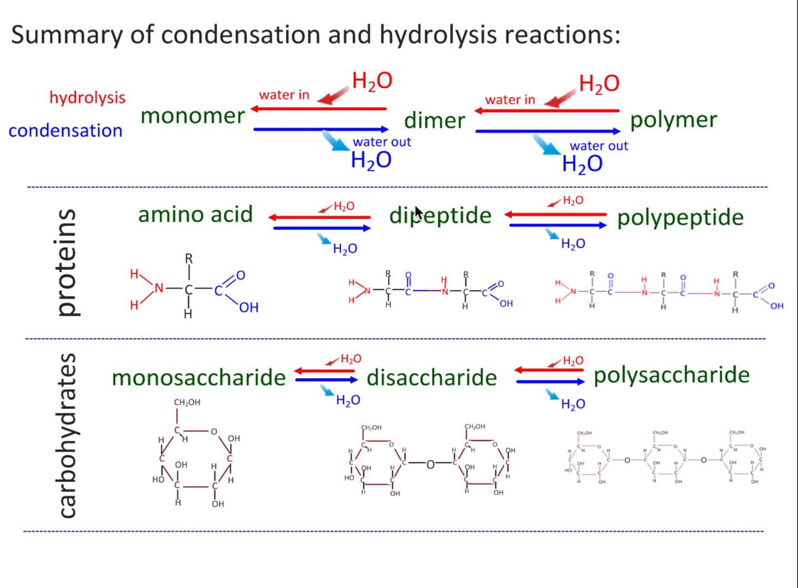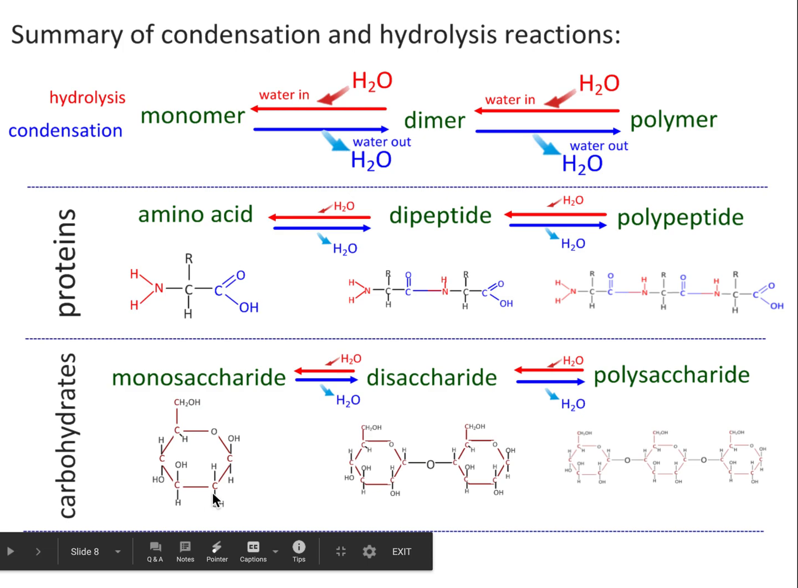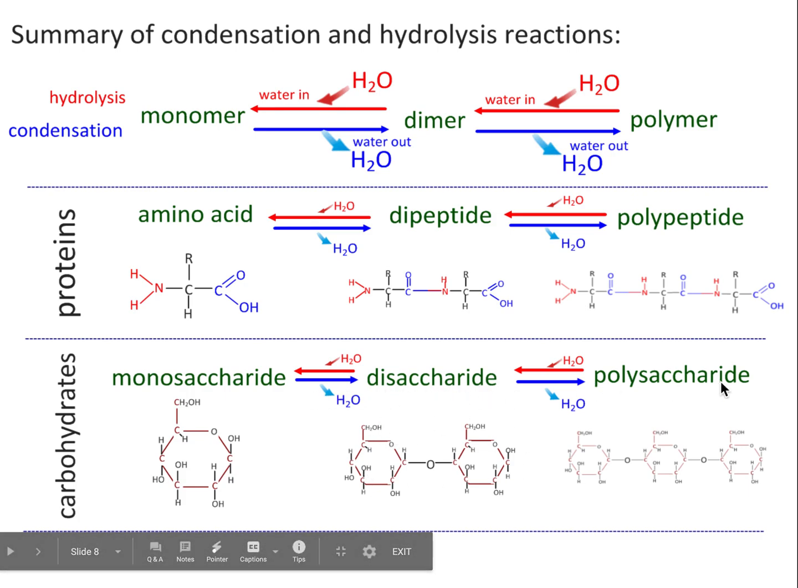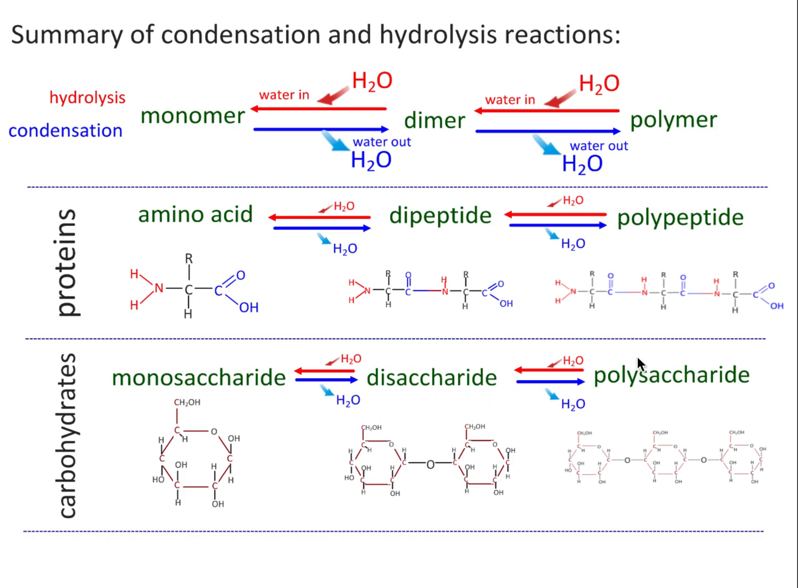And you can see on the top is the hydrolysis reaction, which is breaking it down into a monomer. And on the bottom in blue is the condensation reaction, which is putting it together and making a chain or a polymer. Down here is the carbohydrate. So you can see, remember, this is a monosaccharide, which would be a glucose molecule. And if you were to put them together, you'd get a disaccharide, and then a longer chain than 2 would be a polysaccharide.